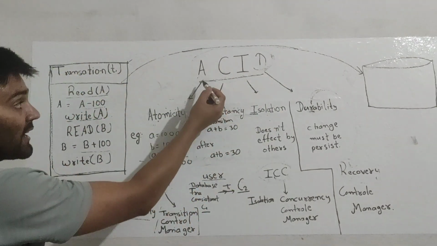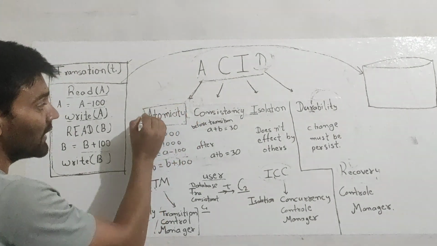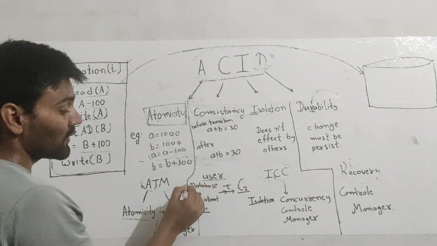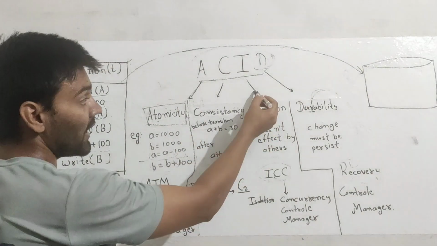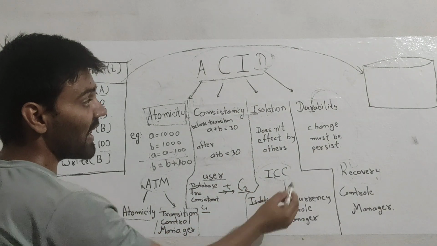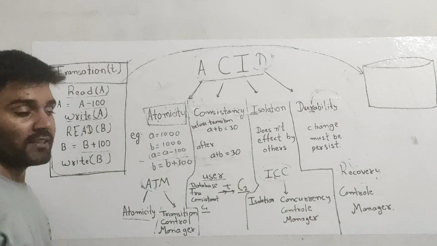So here A means atomicity, C means consistency, I means isolation, and D means durability.